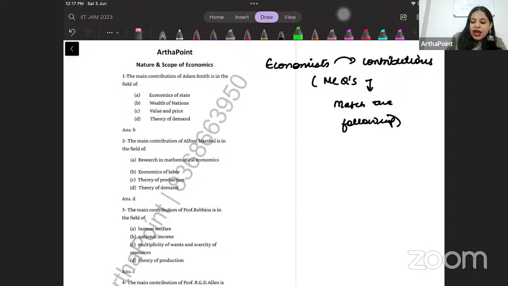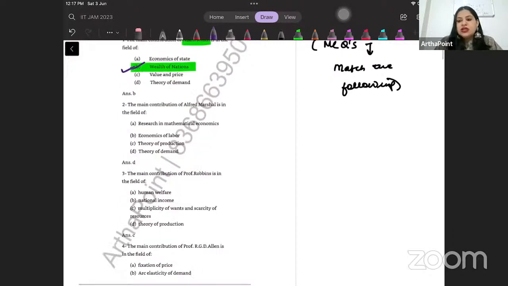So keep remembering Adam Smith was the one who gave wealth of nations. So the correct answer to the first question is wealth of nations. Look at the second one. The main contribution of Alfred Marshall is in the field of. So beta, Alfred Marshall can be related to utility. He can be related to demand. So the main contribution of Alfred Marshall is in the field of theory of demand. So the correct answer to this question is theory of demand.